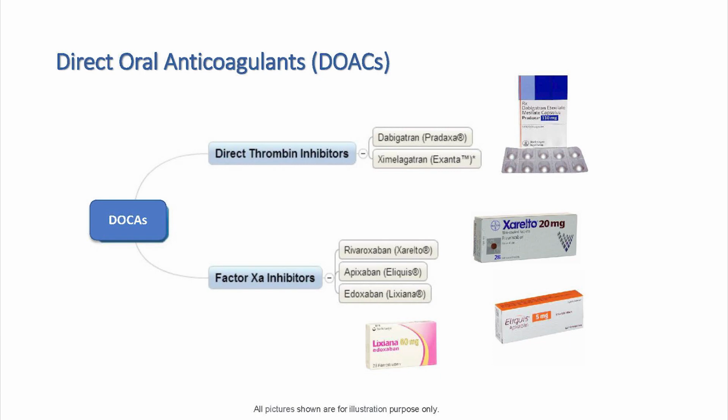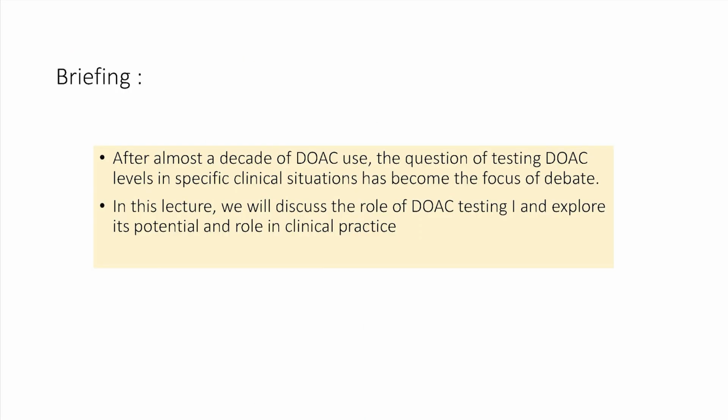Examples of this group are dabigatran, which is the famous, first direct oral anticoagulant that appeared, and we also have other drugs like rivaroxaban, apixaban, and edoxaban. After almost a decade of using this group, there is a big question about the need for testing of those drugs in certain situations, and this has become a focus of debate.